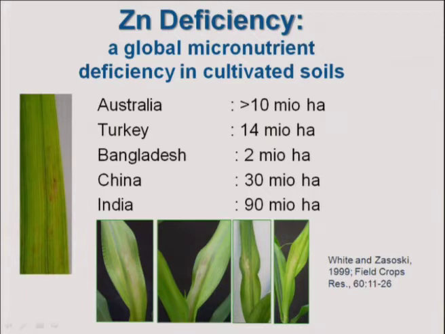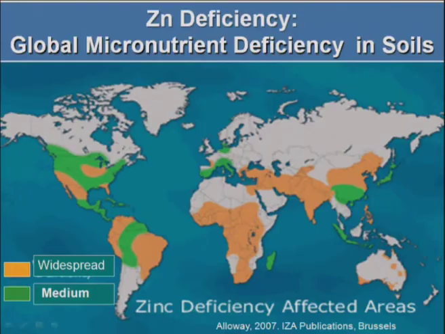Some countries have a well-known zinc deficiency problem in soils. For example, in Australia, there are reports indicating that more than 10 million hectares of cultivated area is affected by low amounts of plant available zinc. In Turkey, nearly half of the cultivated soils have low amounts of plant available zinc. China, India, and other countries have also repeatedly reported zinc deficiency in agricultural soil.